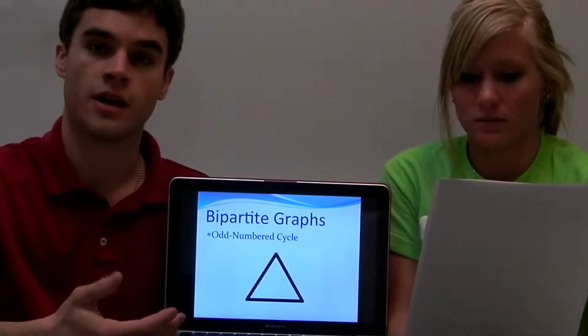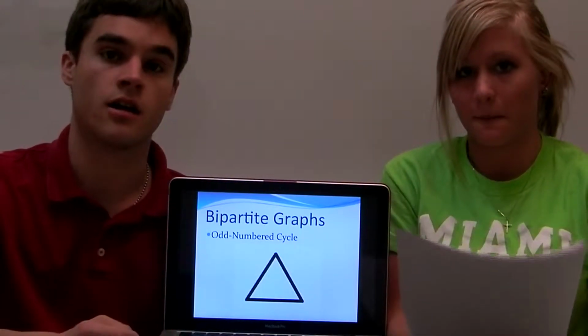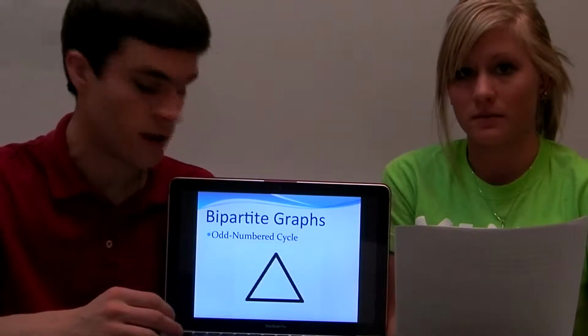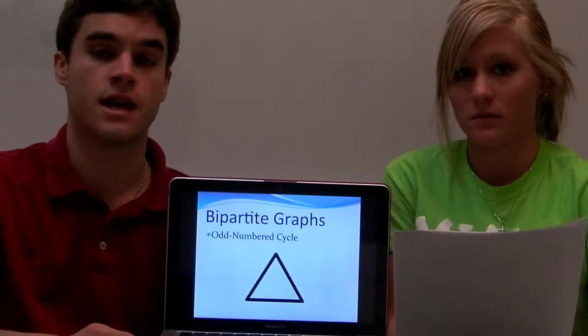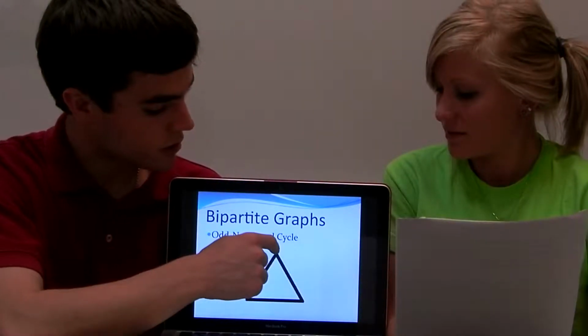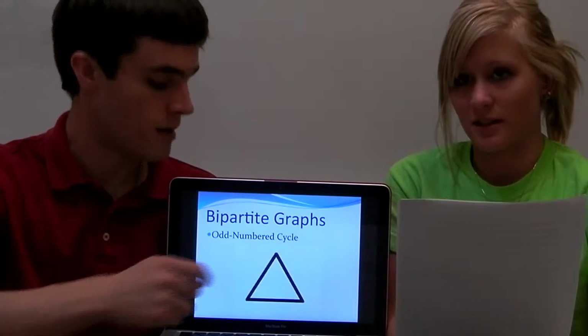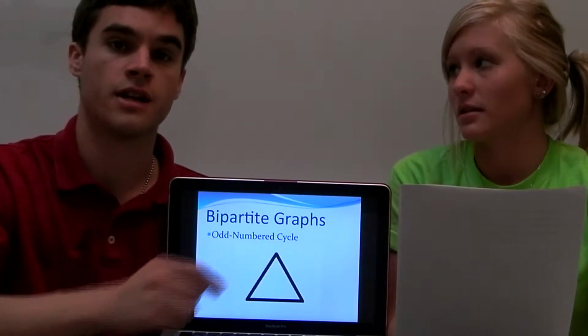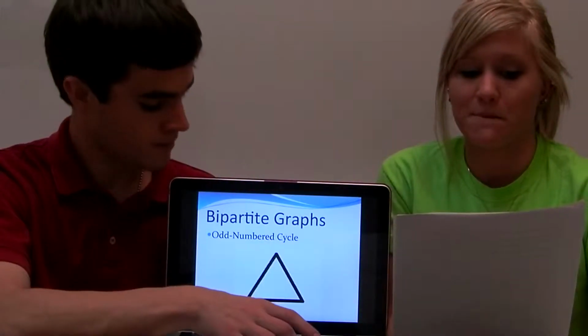This is fairly obvious. You can see this triangle is not colored blue or red because you can't assign all three to a set. For example, if you were to say this corner is blue and this corner is red, then this third corner is touching both blue and red, so it cannot be bipartite.